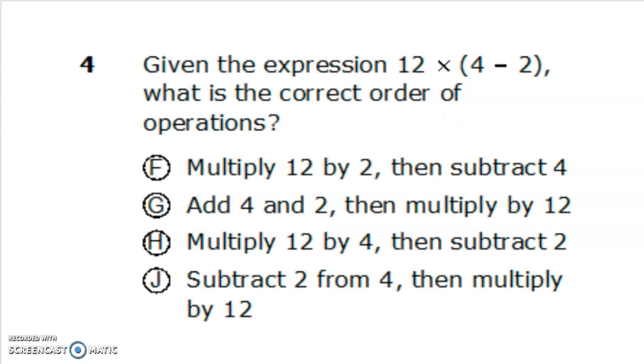Number 4. Given the expression 12 times 4 minus 2, what is the correct order of operations? F. Multiply 12 by 2, then subtract 4. G. Add 4 and 2, then multiply by 12. H. Multiply 12 by 4, then subtract 2. J. Subtract 2 from 4, then multiply by 12.